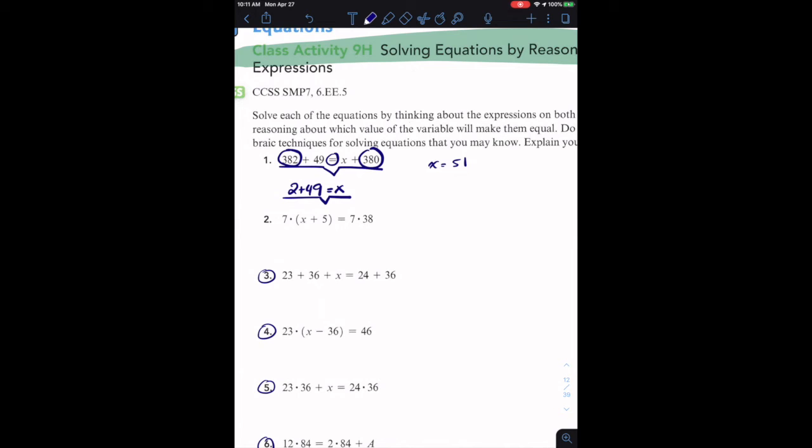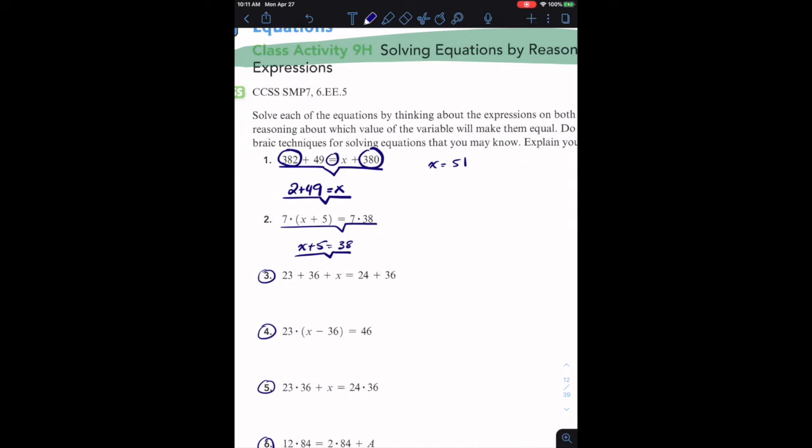So let's look at number 2. These two things need to be balanced. And what do we have on the left? Let's make sense of it. We have 7 groups of x plus 5. And on the right, we have 7 groups of 38. Well, if 7 groups of something that we don't know is balanced with 7 groups of 38, then that thing we don't know needs to be 38.